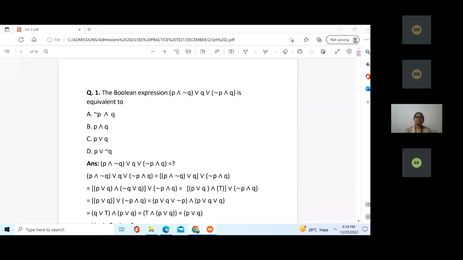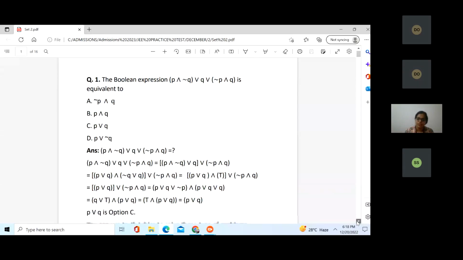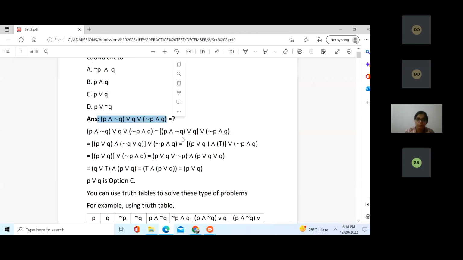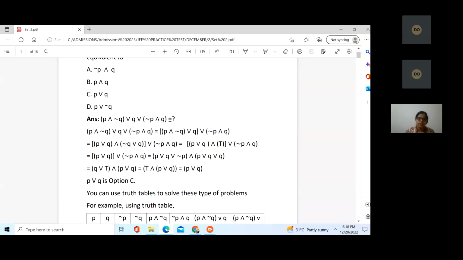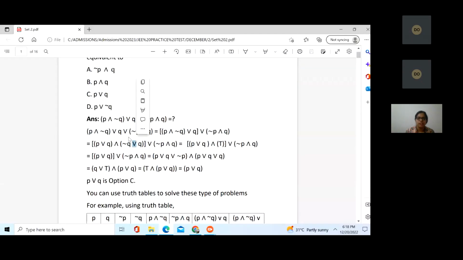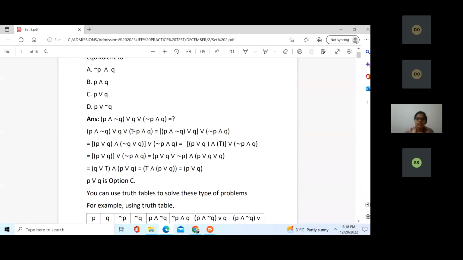Yes. So I think we can start discussing how we are going to solve this problem. This is what is given in the question: P and negation Q or negation P and Q. How will I write this? I'm going to take this particular section as one part. So it will be P and negation Q or Q, or this is the term negation P and Q.